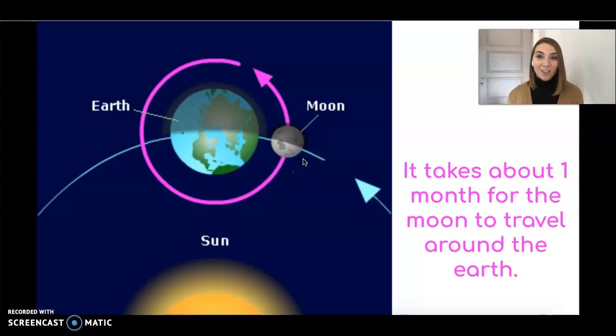So on Earth, we would only be able to see half of the moon because it is only reflecting half of the sun's light. It takes about 1 month for the moon to travel all the way around the earth. 1 whole month. So we will have each phase of the moon once every month.